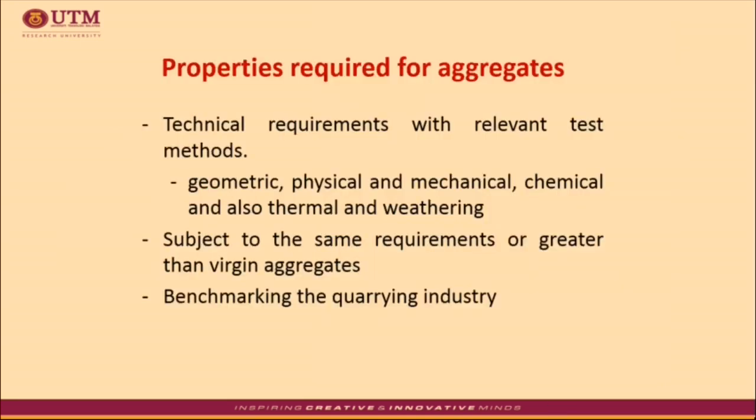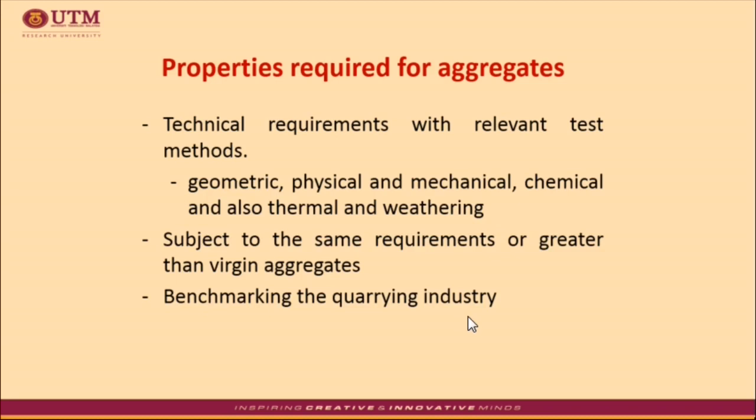For example, any alternative materials used as aggregates in the asphalt mixture should have the following characteristics. First, the specified alternative aggregates should comply in terms of technical requirements with relevant test methods, such as for the geometric, physical and mechanical, chemical, and also thermal and weathering properties. And then, they are subject to the same requirements as, or greater than, the virgin aggregates, meaning they should be able to perform better than the conventional aggregates. And finally, to benchmark the quality of the alternative aggregate with the quarrying industry.